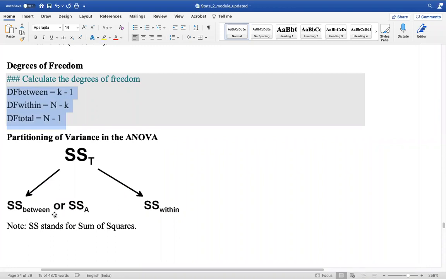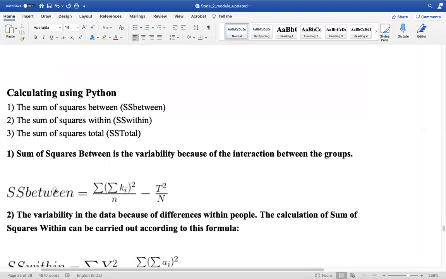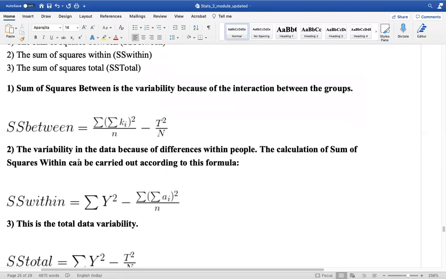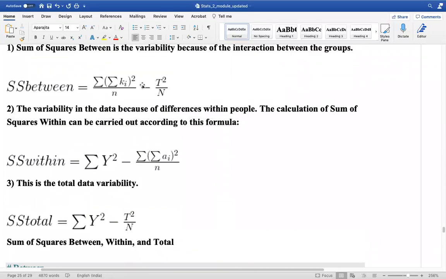If your sum of squares is between, we take K minus 1. If you are taking within, it is N minus K. If you are taking the overall, it is N minus 1. Sum of squares between is the variability because of the interaction between these particular groups. Sum of squares between is the sum of Ti squared by n, minus T squared by N.